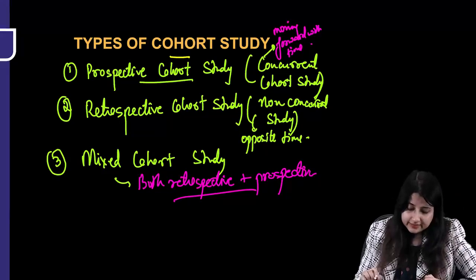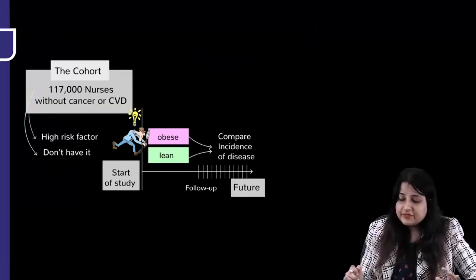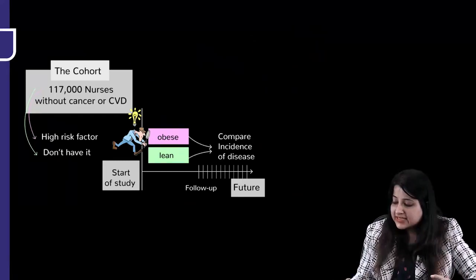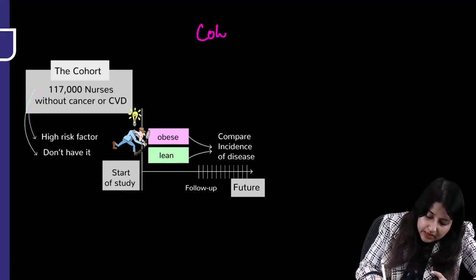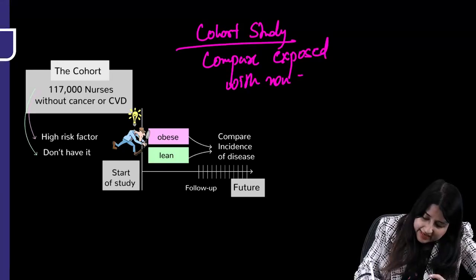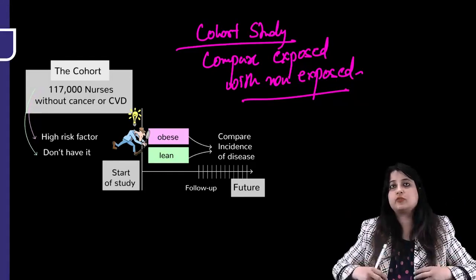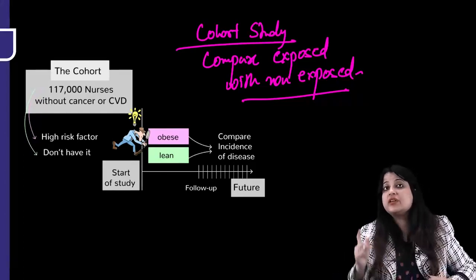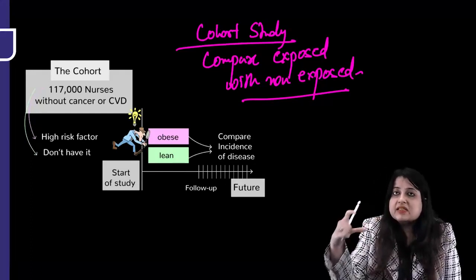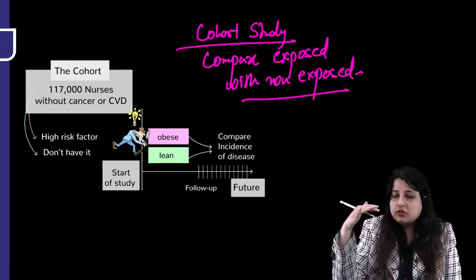So look at this image. Can you see this image? First thing, how will you know that it is a cohort study? Whenever you talk about a cohort study, we are always comparing exposed with non-exposed. In a cohort, we will always compare exposed to non-exposed. Whether it is a prospective or a retrospective cohort, guys, be very careful. Your comparison group is always exposed and non-exposed.